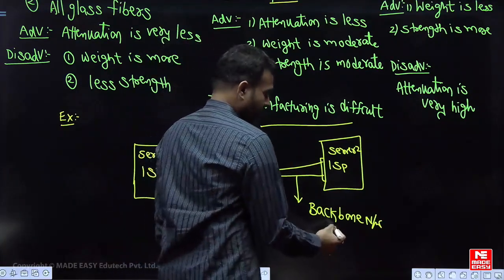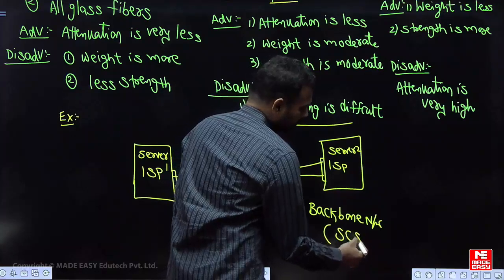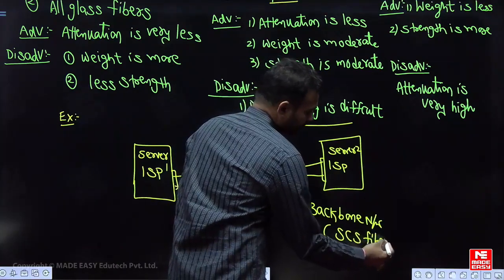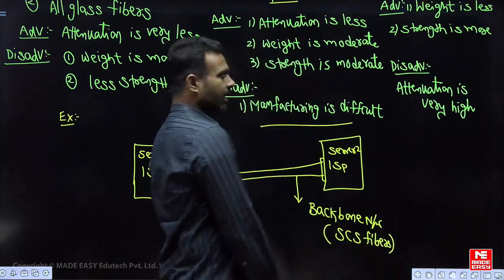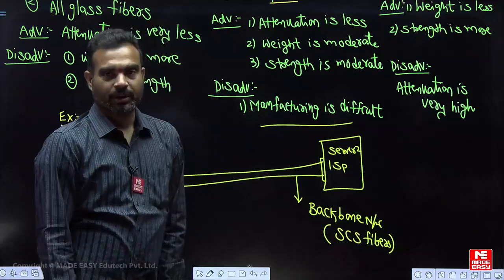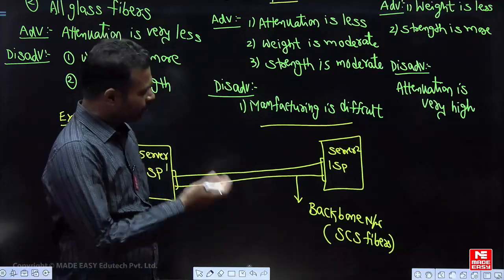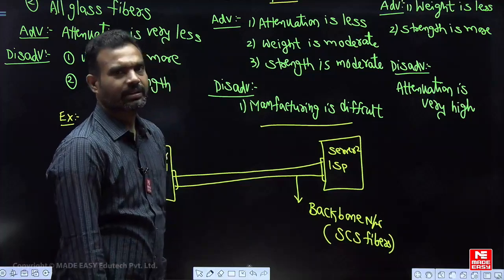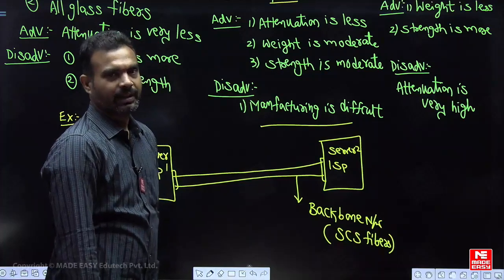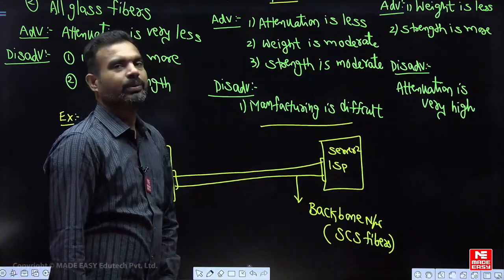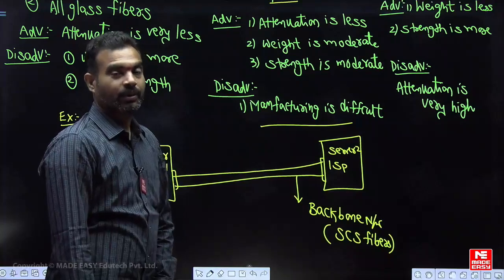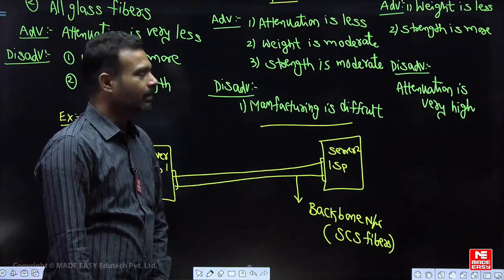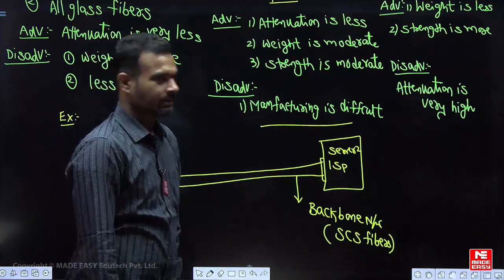For this backbone network, 99% we go for the SCS fibers. Okay, SCS fibers are used. Attenuation is very less, so transmission of data will be very high, and propagation delay will also be very less, because attenuation is less and the number of repeaters required is also less. The lag parameter reduces drastically.